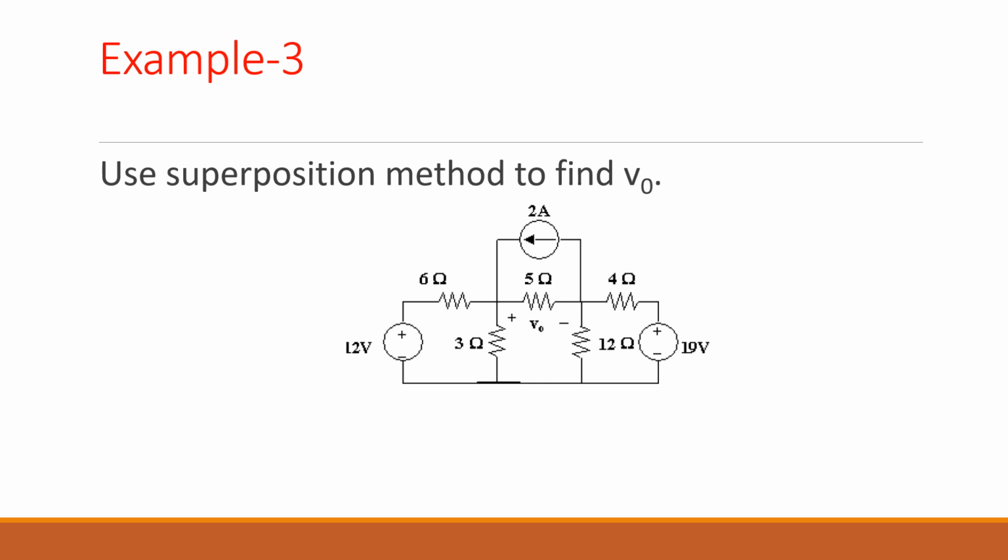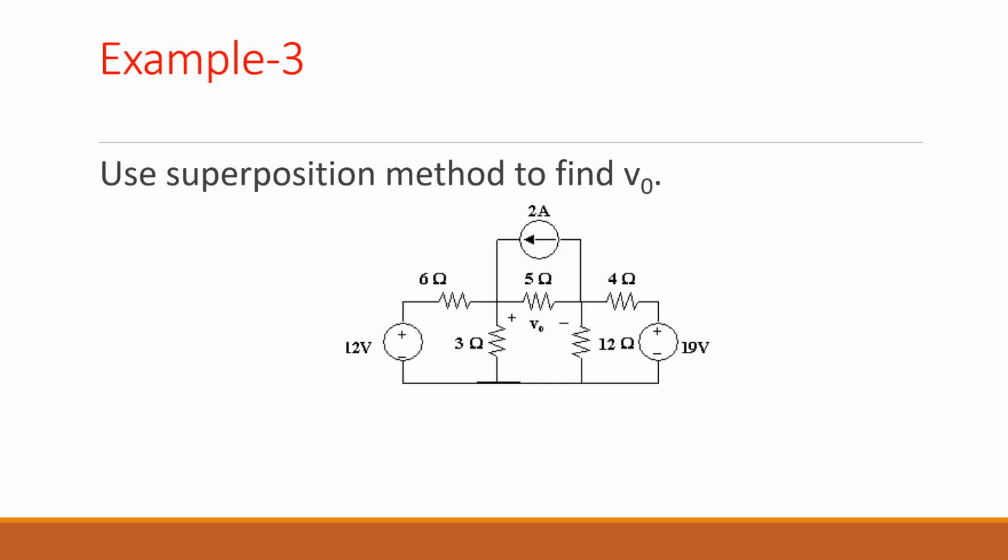Okay, I want you to try this one by yourself. Here we have 3 sources. You have to consider one at a time. It takes time, but I want you to try this because I want to see whether you have understood this. So consider one at a time. Okay, so you have to do three times, and you need to find the V naught. I'll give you time for you to try.